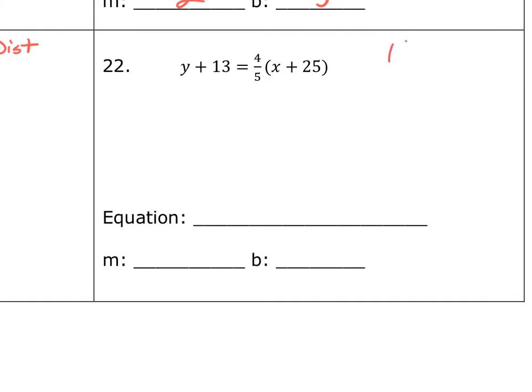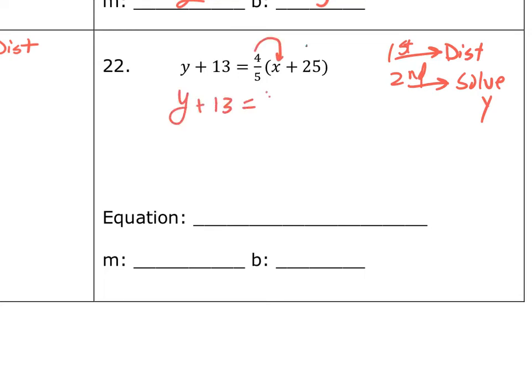Taking a look at the next one, the first thing I'm going to do is distribute, and then the second thing I'm going to do is solve for y. So I'm going to distribute the 4/5, and let me do that differently for people that have a hard time distributing. So I get y plus 13 equals 4/5 times x, and then 4/5 times 25. Now if you have a calculator, you would plug that in. When you do that, you get 20.